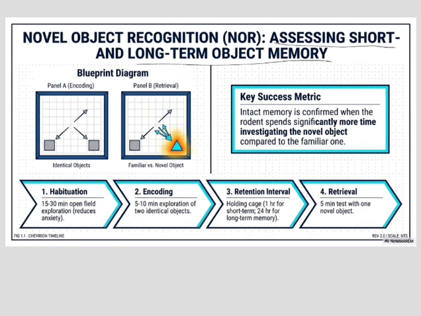Now, the last one is the test phase. One familiar object is replaced with a novel object. Increased exploration of the novel object indicates successful memory retention. The primary outcome measure is the discrimination index or preference index.